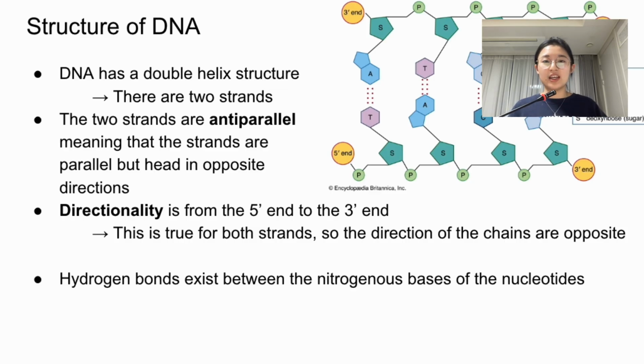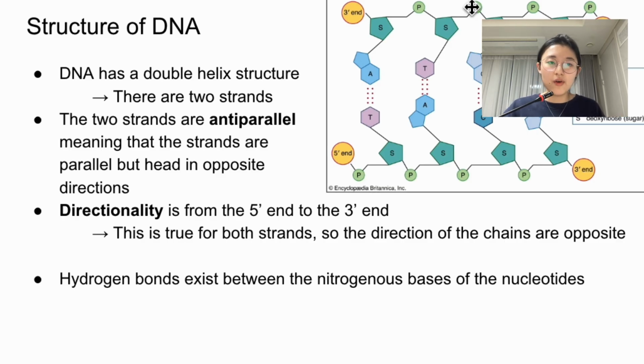Now, despite running in opposite directions, both of the strands do follow the rule that nucleic acids are generally synthesized from the 5' to 3' direction. And these 2 strands are held together by hydrogen bonds between the complementary nitrogenous bases. And as we know, adenine is going to bind with thymine, while guanine binds with cytosine. And of course, we do remember the number of hydrogen bonds here, where between the AT base pairs, we have 2 hydrogen bonds. Between the CG, we have 3.